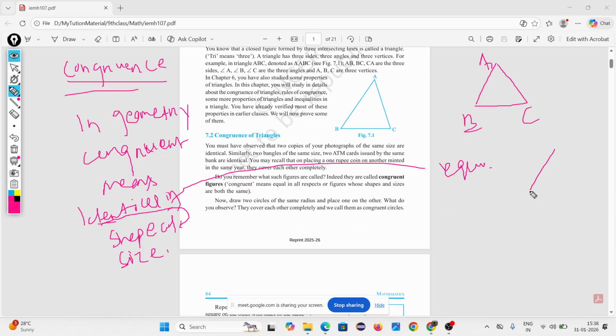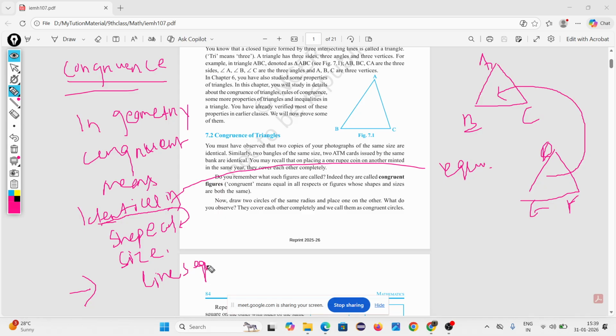Suppose ABC is a triangle and DEF is also a triangle. How to know it is congruent? You have to put this triangle on this triangle. If they are equal, then that is the meaning of congruency. Like your two hands, if you keep one hand over another hand, they are congruent. This congruency concept can be applied to line segments also.